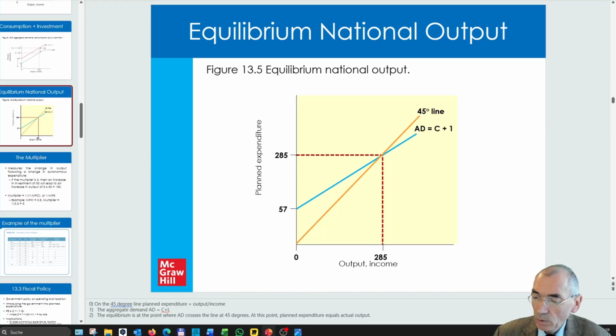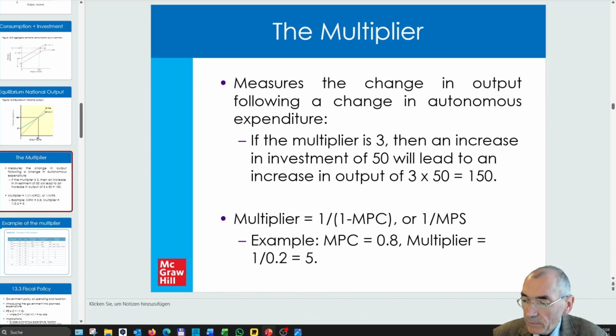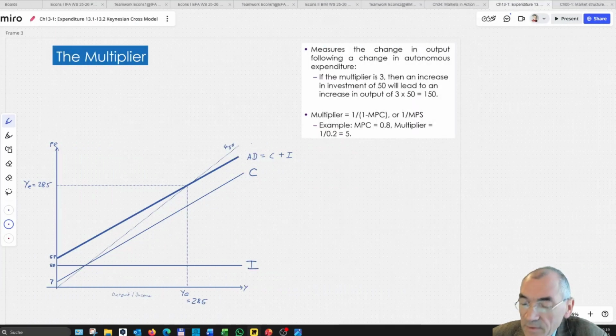So there's one thing more that we need as a basis in this first part of the video, and that is what is called the multiplier. The multiplier measures the change in output following a change in autonomous expenditure. And there is already some example down there, and let us have a look at this example on our board. So this multiplier asks the question, what happens if an autonomous part of the expenditure changes? Autonomous, in our case, is investment. So let's say investment increases by 5 in our example.